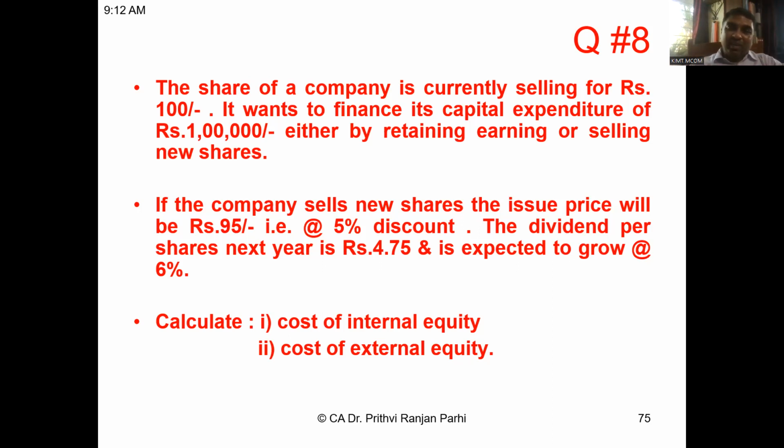The dividend per share next year is 4.75. So D1 is 4.75. P0 for the purpose of cost of equity is 95. But for the purpose of retained earning, it is 100. Dividend per share next year is this much and expected to grow at the rate of 6%. G is 6%. Calculate cost of internal equity and also calculate cost of external equity.